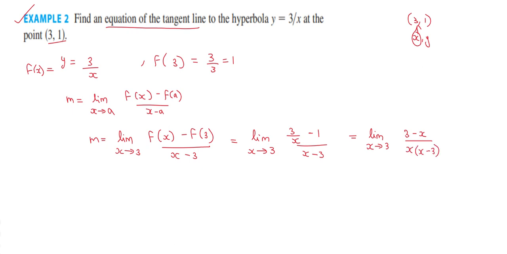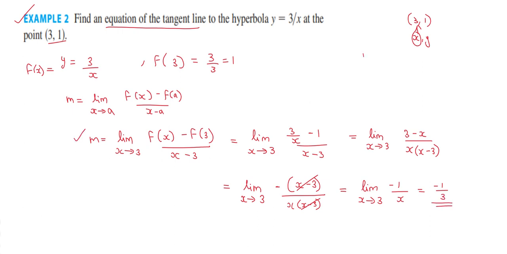Now look at 3 minus x by x minus 3. If we take the negative sign outside, we get limit x tends to 3 of minus (x minus 3) divided by x times (x minus 3). Both have a common factor, so we can cancel it. The remaining is limit x tends to 3 of minus 1 by x. Substituting the limit value, we get minus 1 by 3. So minus 1 by 3 is the slope.